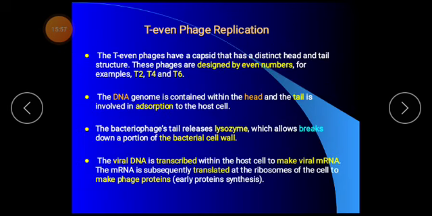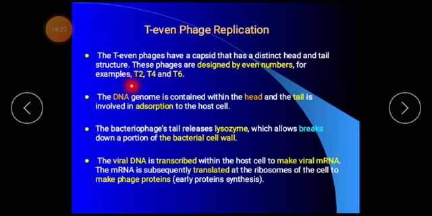So the T-even phage, let us try to explain more about T-even phage replication, how it takes place and the process it passes through. T-even phage has a capsid that has a distinct head and tail structure. These phages are designated by even numbers, for example, T2, T4, and T6. That's why you call it T-even phage. These are even numbers: 2, 4, and 6.